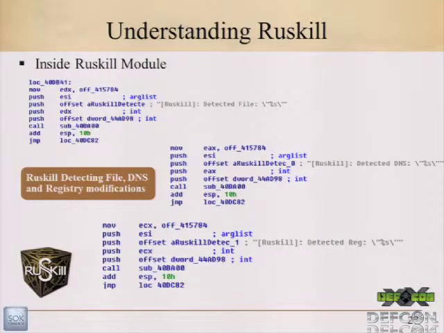When we did some disassembly of the Rustskill module, it gave us an idea that the Rustskill is going to detect if a particular file has been modified, detect if DNS settings have been modified in the system, and detect some sort of registry manipulation in the system. This is a very interesting and really stealthy technique.